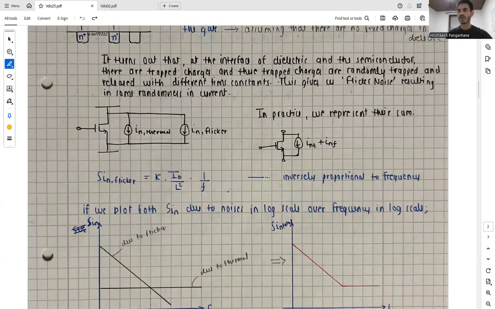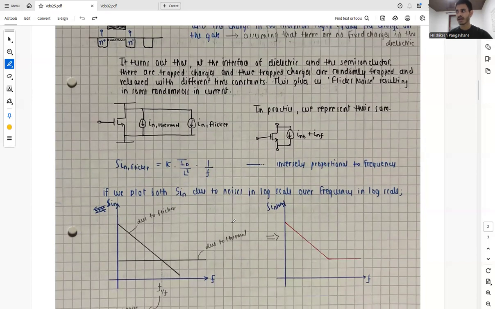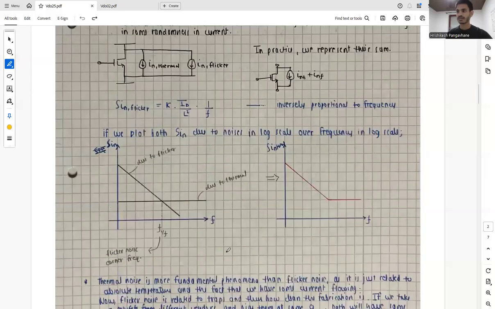So if we plot both spectral densities due to the current sources due to noise, in log scale over a frequency which is also in log scale, this curve, due to the inverse proportionality to the frequency, is the flicker noise, and this curve is the white noise due to thermal randomness.